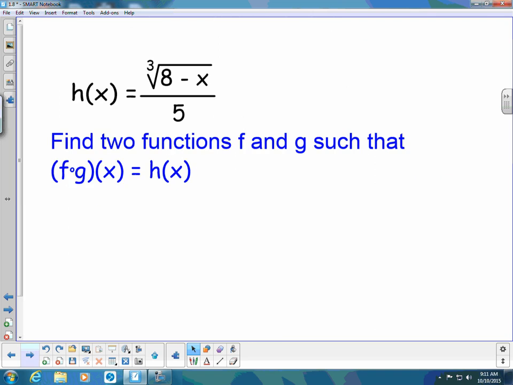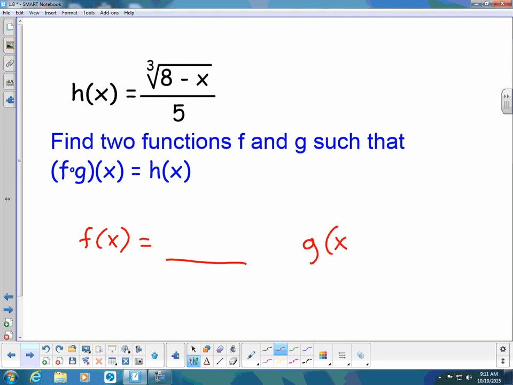h of x equals the cube root of 8 minus x, all over 5. Find two functions, f and g, such that f of g of x is equal to h of x. So this time we're going backwards. I'm giving you the composition function, and I'm asking you to find the two functions that could have been combined to make up that h of x function.